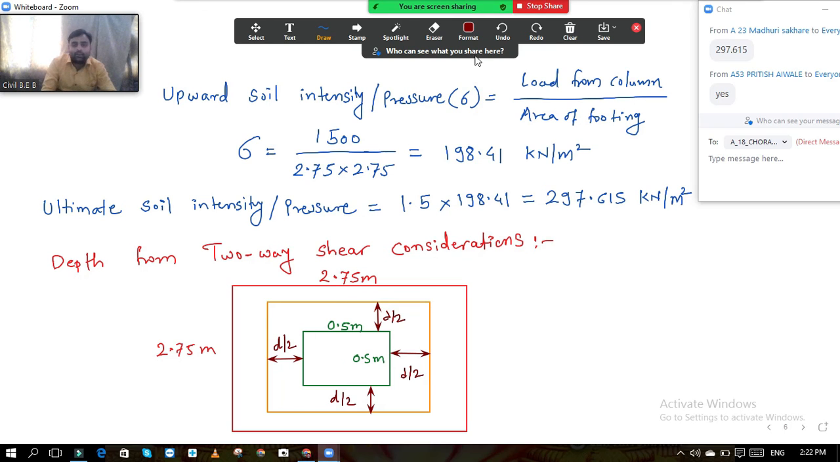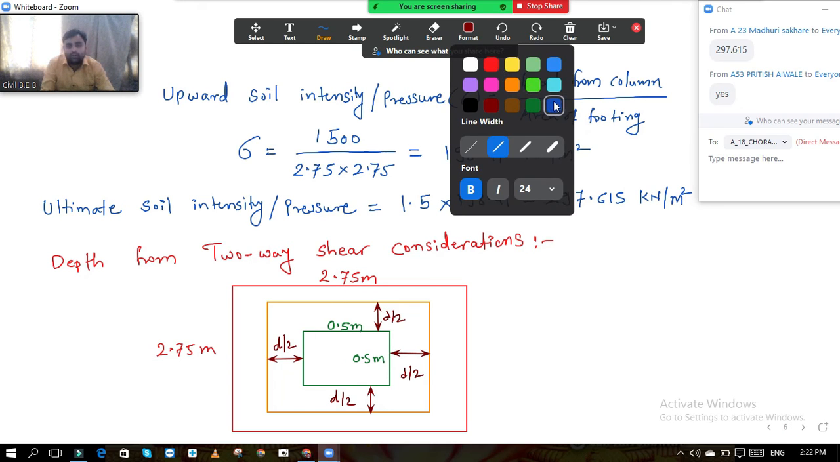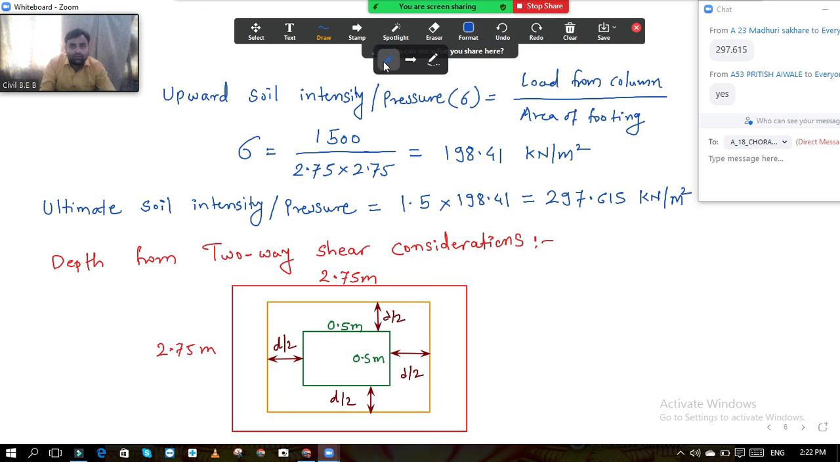Now if I estimate the total length, if I calculate this total length, this is the penetrating area. Due to this column, this much area will penetrate through this footing. The dimension of the footing is 2.75 by 2.75. The column area is 0.5 by 0.5, but due to this column of 0.5 by 0.5, this yellow square box which I have shown here, this much area will penetrate through the footing. This is very important, whatever I am telling right now.